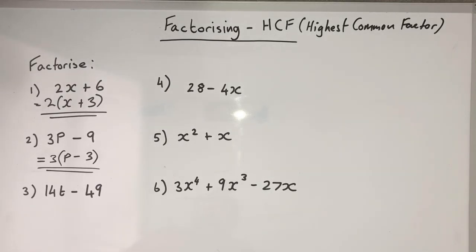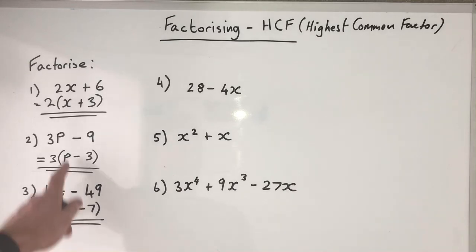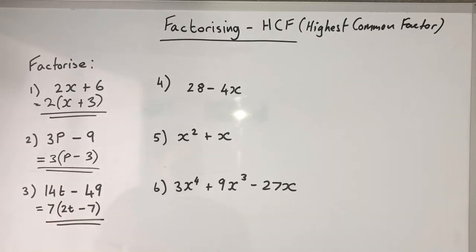Alright, question 3, 14t subtract 49, so we're looking for the highest common factor. So a factor of 14 and 49 is going to be 7, and that's then going to be 2t minus 7. Alright, so that's the first one where we've not got a unitary coefficient, we've got a number next to our variable term there, which is perfectly fine.